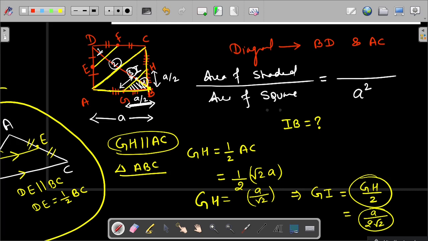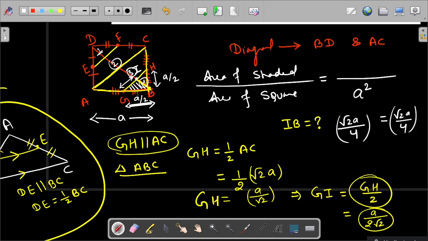Everything is symmetrical. So DB is also a diagonal, so it is root 2 a, and you have to divide it by 4. Why have I done this? Because I'm assuming everything to be symmetrical. So if you do this, what will you get? Can you simplify this? If you cannot simplify it, let it be, no problem.